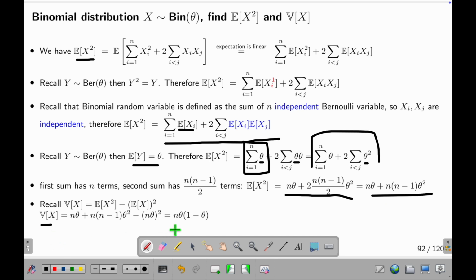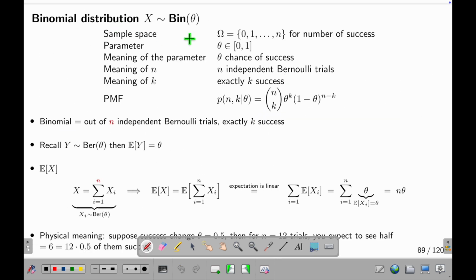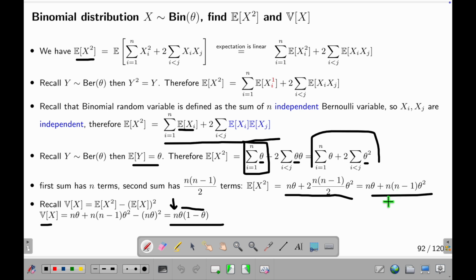The variance is nθ(1−θ). What is this? This thing is exactly the variance of a Bernoulli trial, multiplied by n. So in other words, for the binomial distribution, the expected value is just the Bernoulli expected value times the number of times you try it, and the variance is the same: you just have the variance of the Bernoulli, multiplied by n. And that's the binomial random variable.